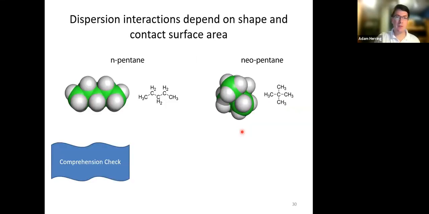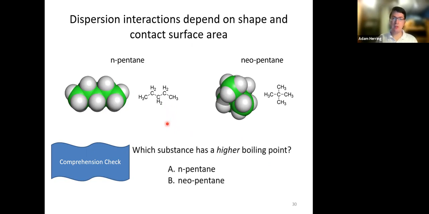Here's an example. We have n-pentane and neopentane. These are two different isomers, same molecular formula, but different structure. So which of these would we expect to have the higher boiling point? Did you guess n-pentane? I hope so. Because n-pentane is longer, it has more surface area to interact with other molecules, and therefore it's going to have more dispersion forces and therefore a higher boiling point.